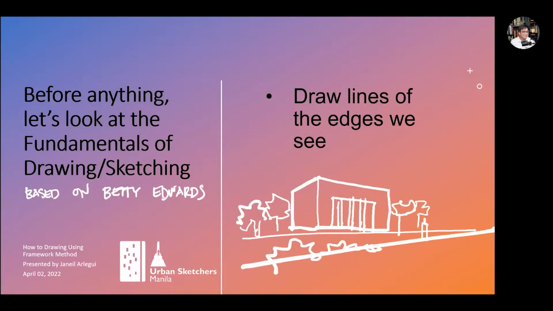But before anything, let's look at the fundamentals of drawing, based on Betty Edwards, the author of Drawing on the Right Side of the Brain. Her book has been around for decades, since the 1970s. She made five principles that you follow in order to draw properly. The first principle would be drawing lines of the edges that you see. So what are edges? Let's take an example of my arm.